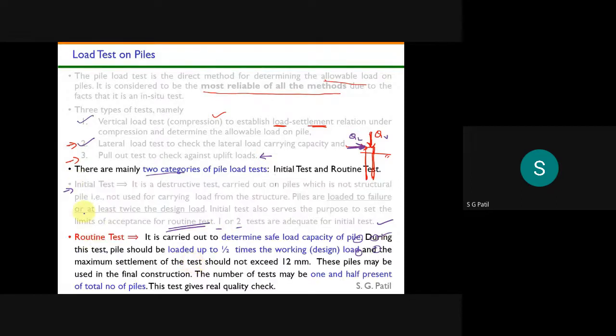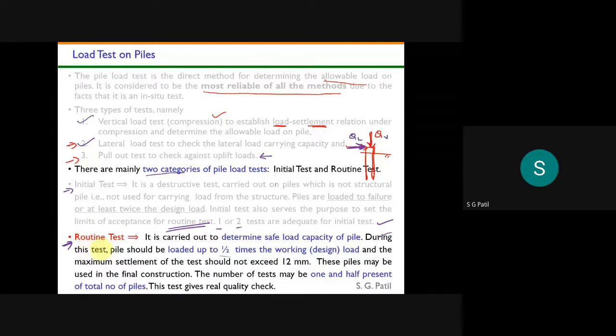Then there is another type of test called the routine test. In the initial test, we applied the load until the pile failed. But here we will not apply the load until the pile fails. We will apply only half the working load, that means 50%. Suppose my 900 kilonewton is my working load, I will apply only around 450. Half of that load I will apply. That means I am not going to allow the pile to fail entirely. Those types of tests are called a routine test.